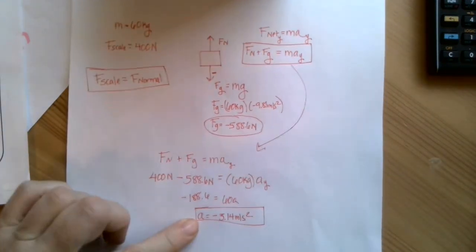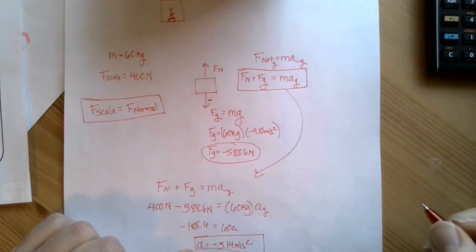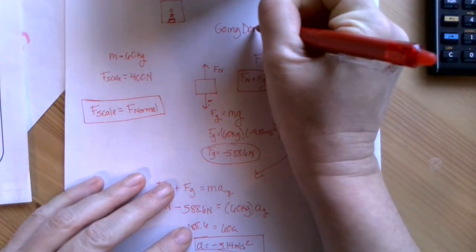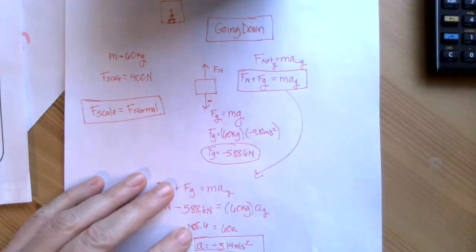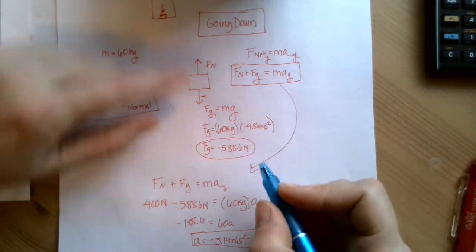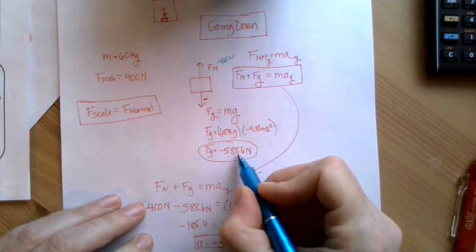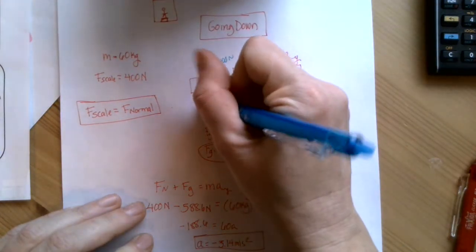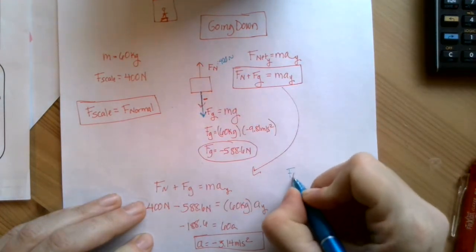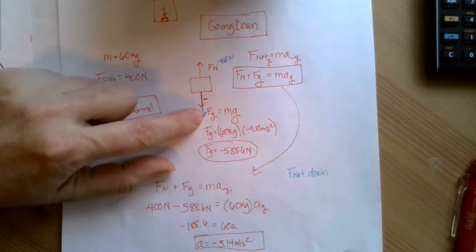Now, the last part of these problems is trying to say, are you at the beginning, middle, or end of your ride? Okay, let's say this person is going down. They would have to tell you that. Okay, I can't tell from the forces. Now, if you are going down, notice that this is bigger than this, right? So force normal is 400. And the force of gravity is negative 588. So this is definitely a much bigger force. Okay. So we should also note that the F net is down.